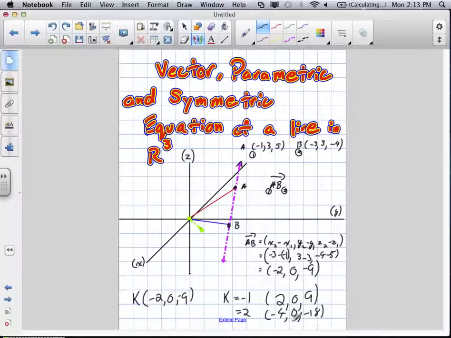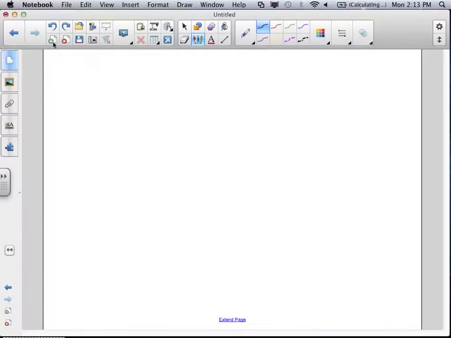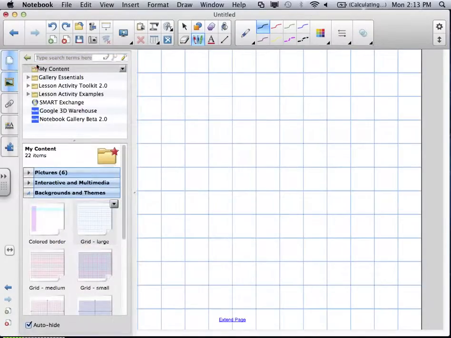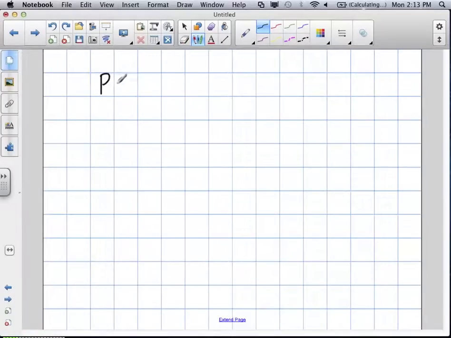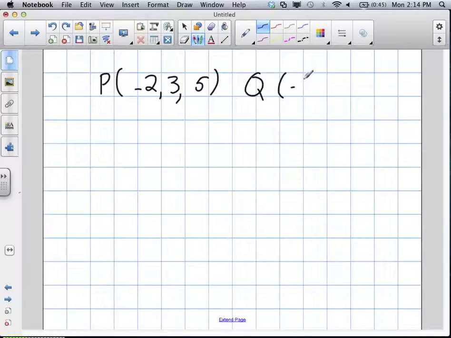Now, example 2. Example 2 wants us to find the parametric and vector equations for the line passing through two points. So same idea. They've given us two points. I'm not going to draw the three space because I am not amazing at it. P is negative 2, 3, 5, and Q is negative 2, 4, 1. Here are two more points in three space, okay? They want to determine the vector and parametric equations of the line passing through this.